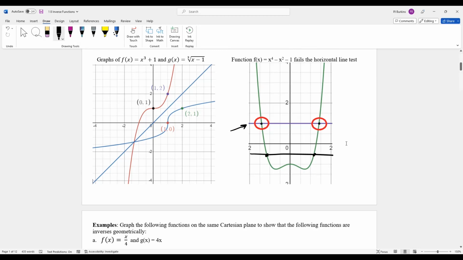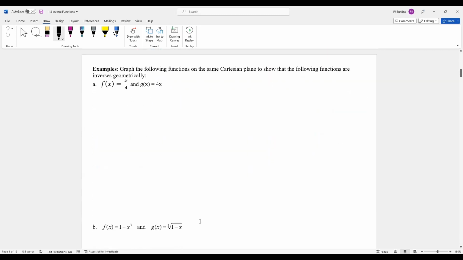So this doesn't pass the horizontal line test, and therefore no inverse function. Okay. All right, so let's go ahead and take a look at a few of these examples.